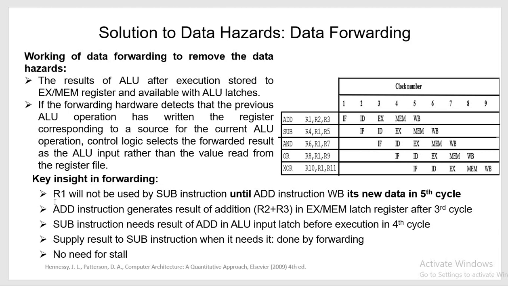The sub instruction will not use R1 until the data is written in the fifth cycle. The add instruction will generate the result of the addition R2 plus R3 in the execution/memory latch register after the completion of the third cycle. As we have already discussed, the execution unit will generate the result and store it in a particular latch in the data path. Because this is not a detailed data path, we cannot see that particular register. In the next slide we will see that the sub instruction needs the result of add in the ALU as an input before the fourth cycle.